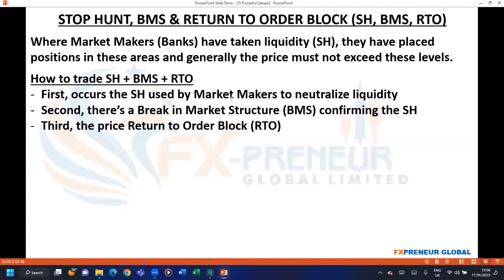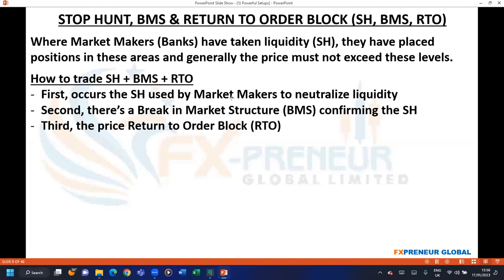And the first setup we're combining is the stop hunt, the break of market structure, then return to order block. How do you trade this? First, a stop hunt has to occur. A stop hunt has to be used by the market makers to neutralize liquidity.